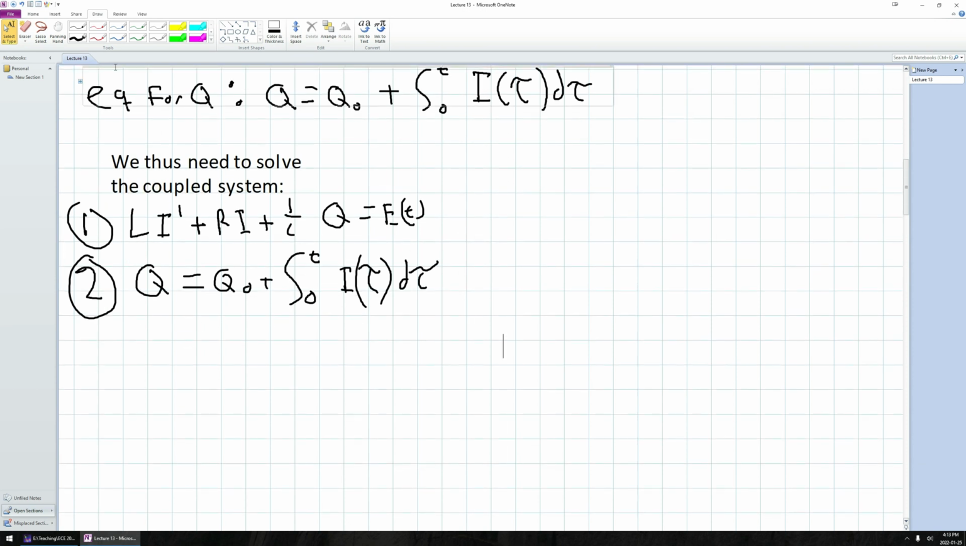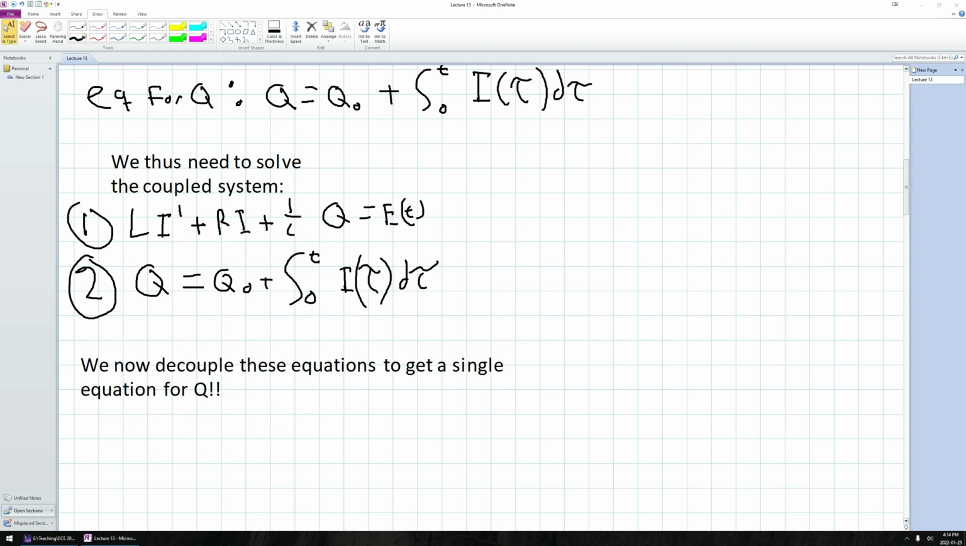So here what we are going to do is called decoupling, and we're going to decouple this system to get a single equation with respect to Q. Okay, so why Q? Well, it turns out that it's easier to just decouple to get an equation for Q rather than trying to get an equation for I. And in general, that's not always going to be the case.